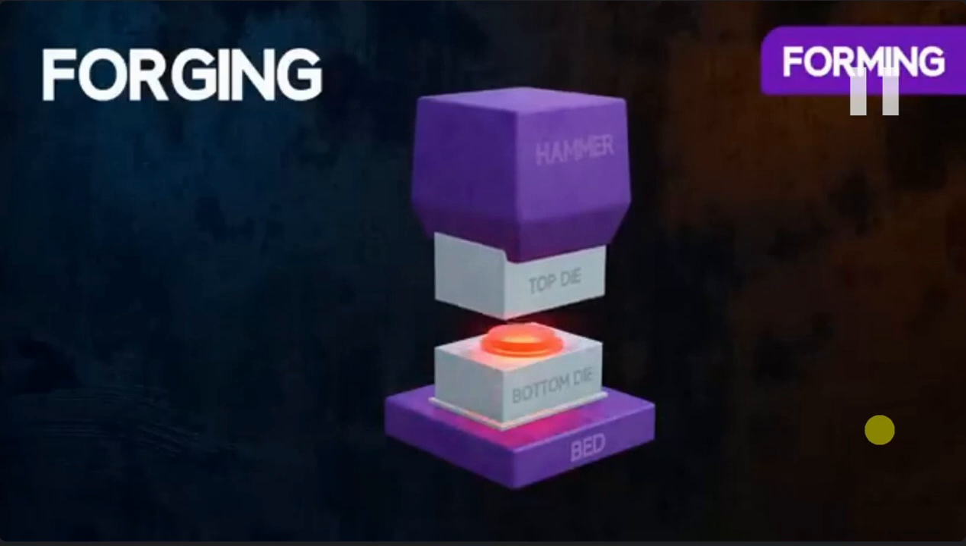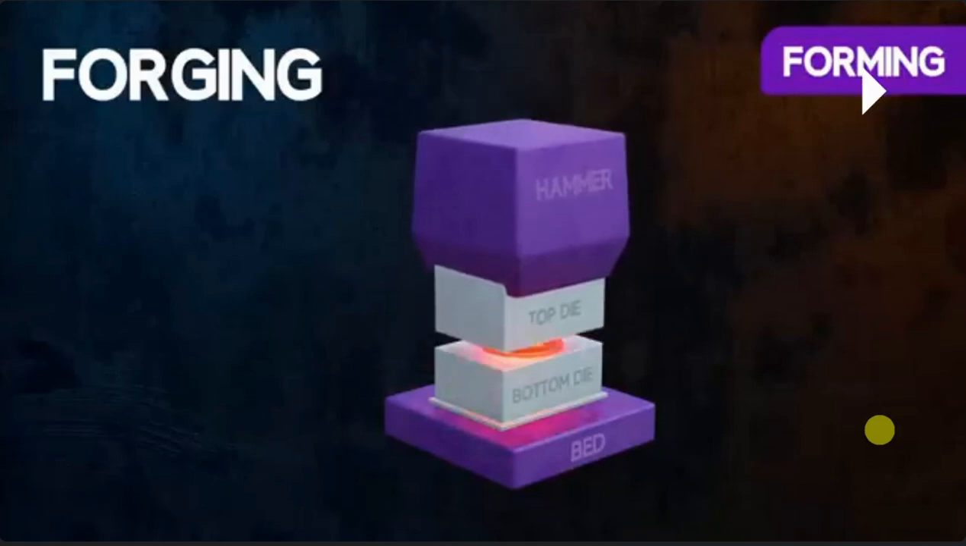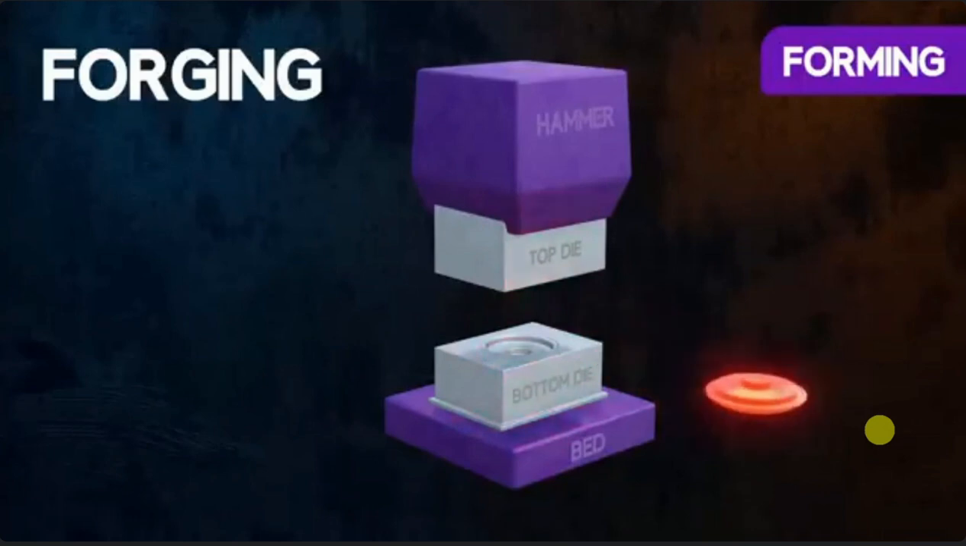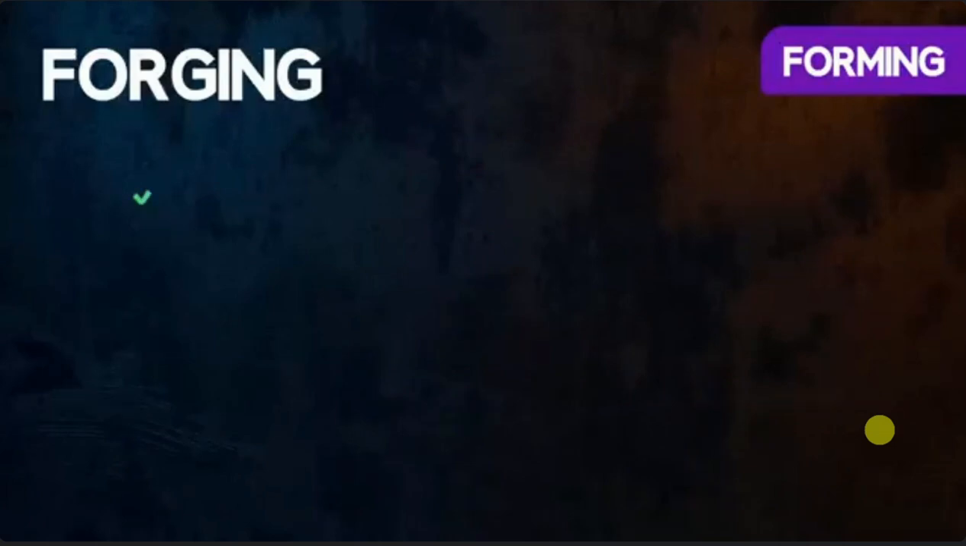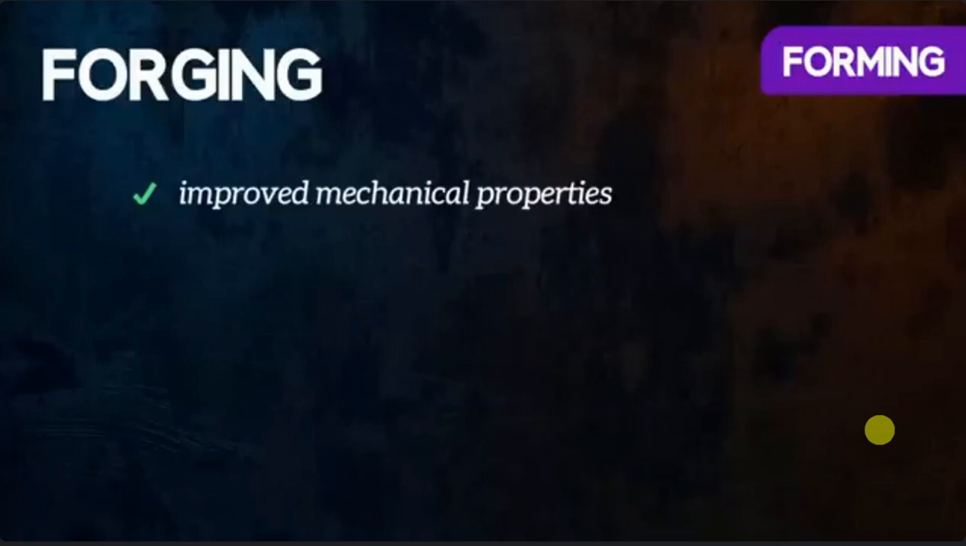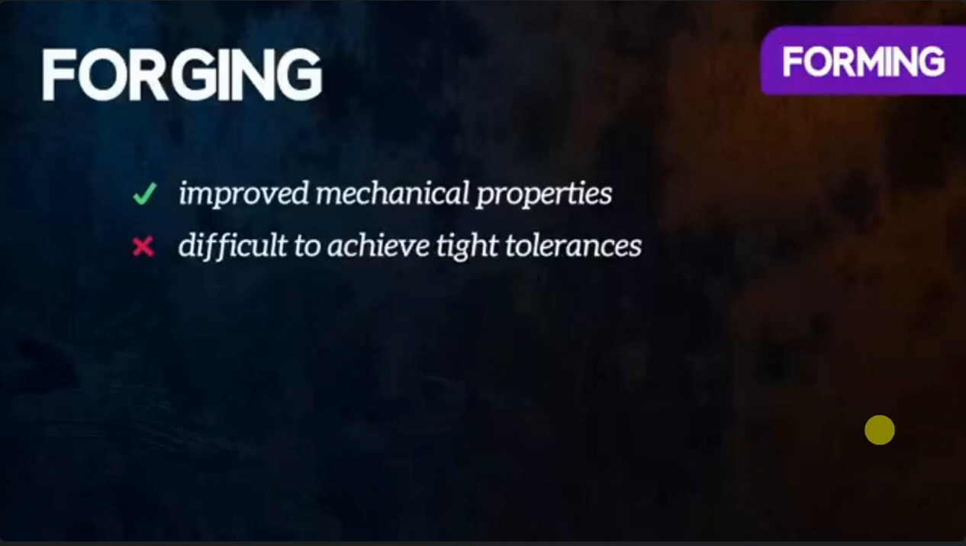Now tell me, is forging hot working or cold working? Hot working. Okay, yes, good. The metal flows into the shape of the dies. Objects produced using forging can have improved mechanical properties compared to objects which are cast. But it can be difficult to achieve tight tolerances using forging, and the required equipment can be expensive.